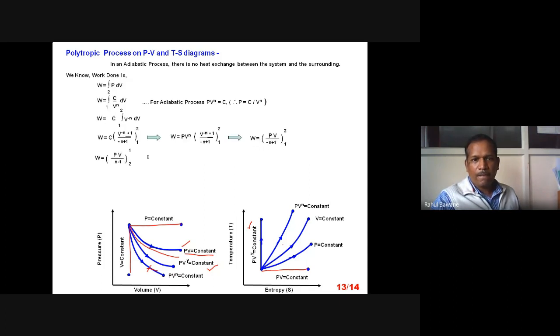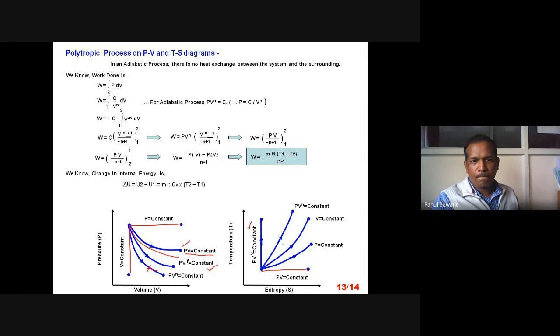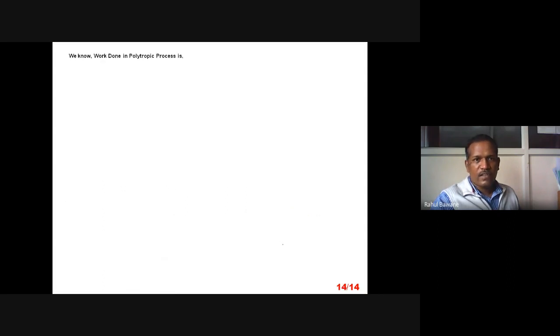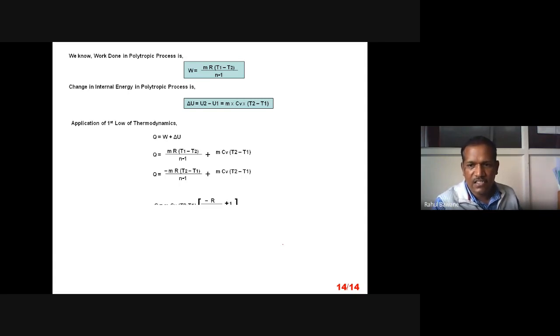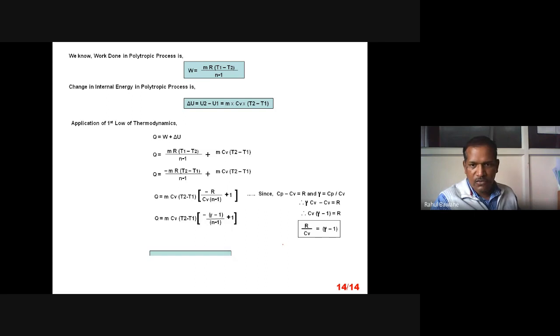Polytropic work done. There will be application of the first law to the polytropic work done. In polytropic work done, there is work done as well as change in internal energy. We will just conclude here because time is over and your next lecture is there. So for polytropic work done, the final application of the first law of thermodynamics is Q equals m Cv, in brackets, polytropic index minus gamma, over polytropic index minus 1, multiplied by the change in temperature.